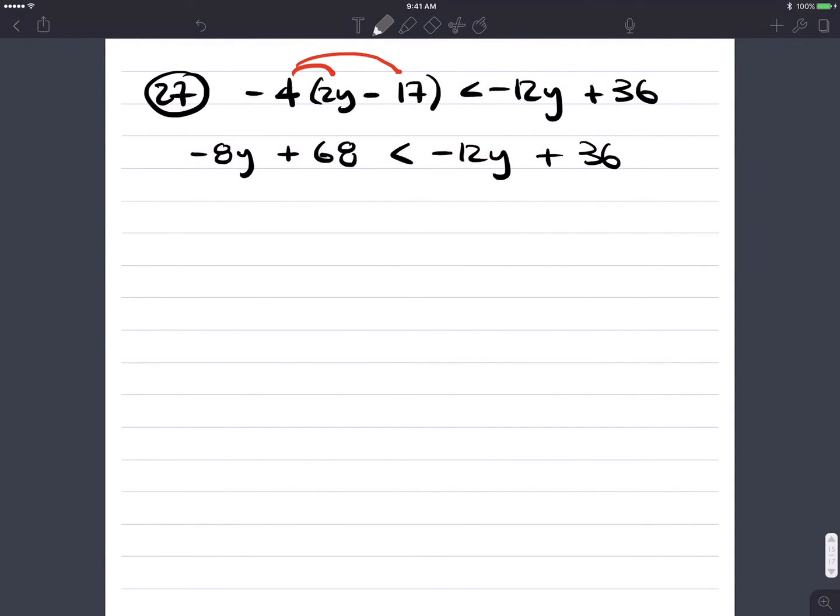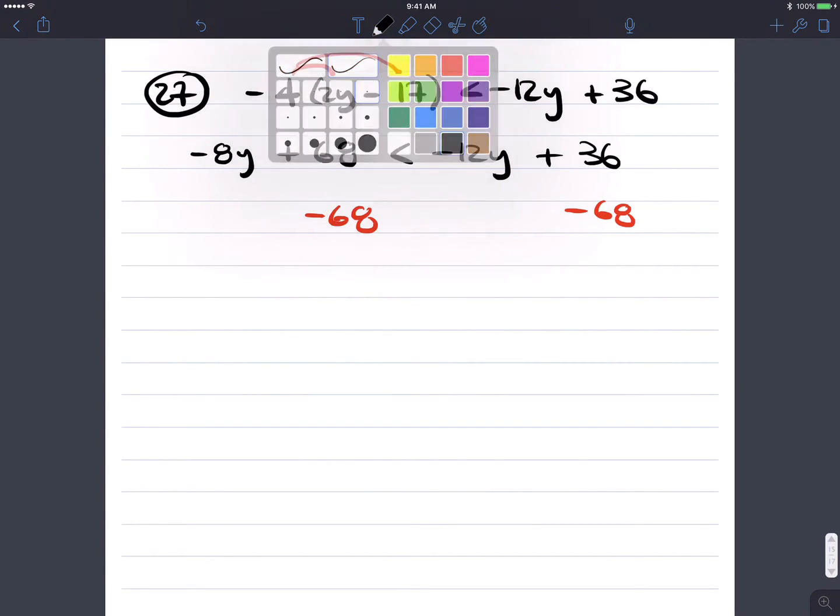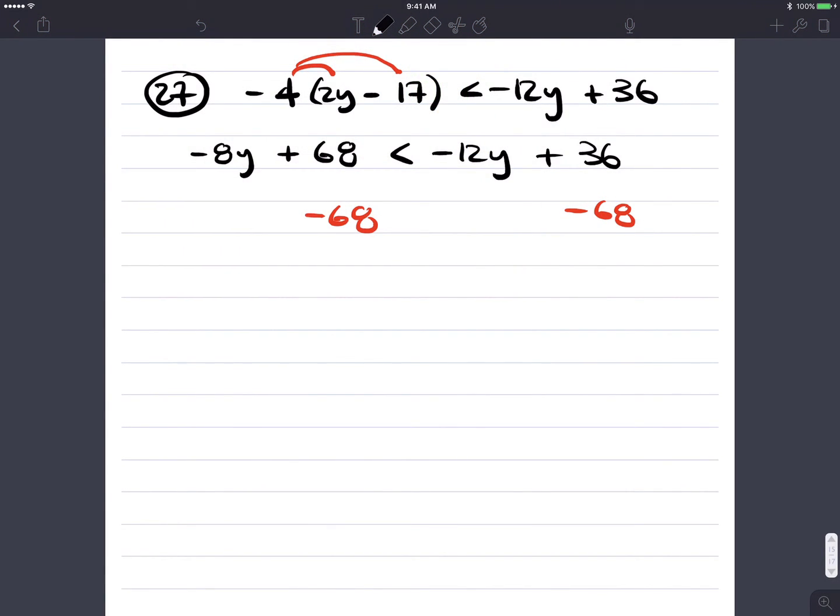We're now going to subtract 68 from both sides. This is to be fair and preserve our balance. We end up with negative 8y on the left being less than negative 12y. We've got plus 36 and minus 68, in other words, positive 36 and a negative 68. We're going to end up with negative 32.